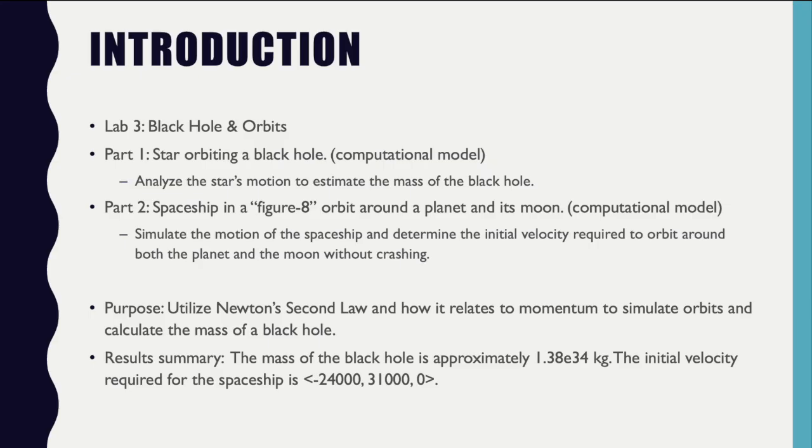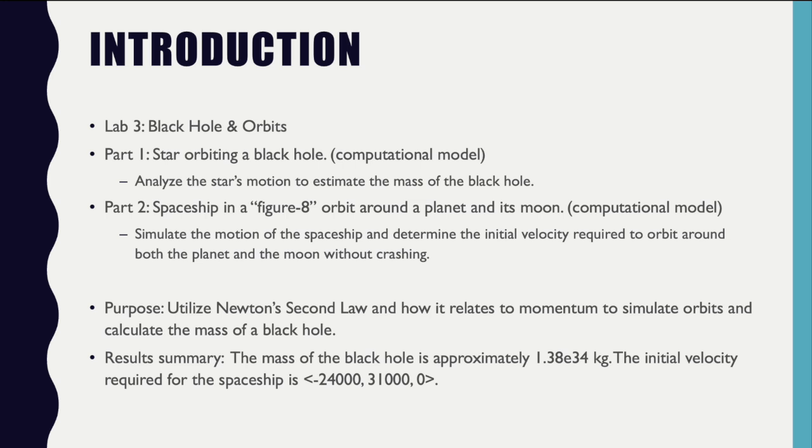This lab focuses on black holes and orbits. Part 1 is a computational model of a star orbiting a black hole. The goal is to analyze the star's motion to estimate the mass of the black hole. Part 2 is a computational model of a spaceship in orbit around a planet and its moon. The goal is to simulate a figure-8 shaped orbit and determine the initial velocity required for the spaceship to orbit both the planet and the moon without crashing.